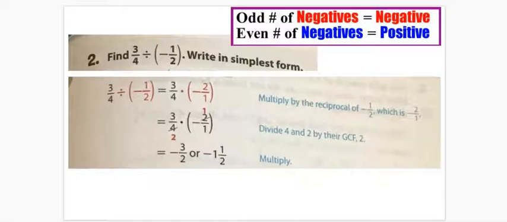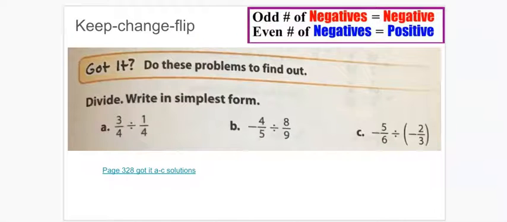Example 2. So remember, the only thing that's different about this is there is a negative here. So in negatives for division and multiplication, you ignore them until the end and then you count them and follow the pattern. Pause the video now to see if this example makes sense. We're going to see a solution video for A through C.